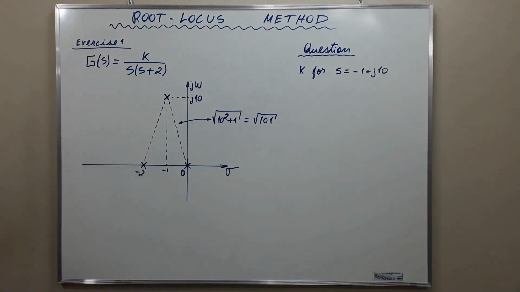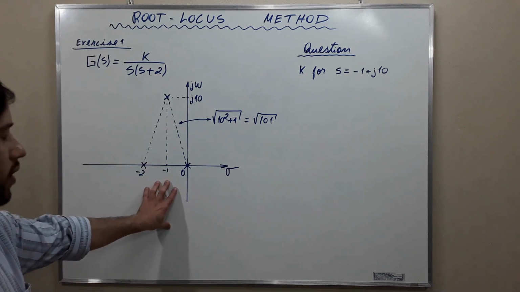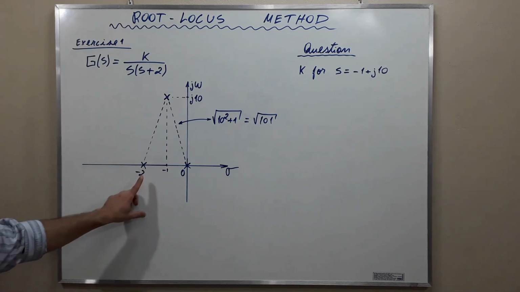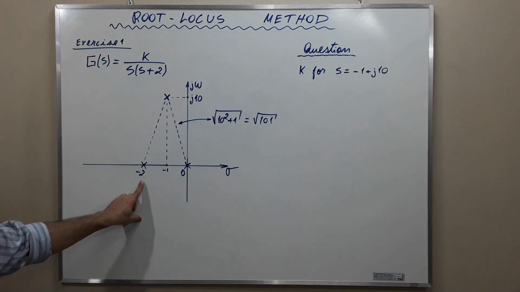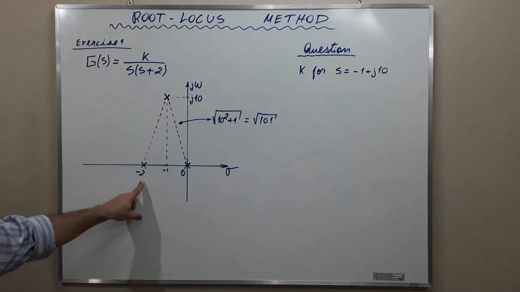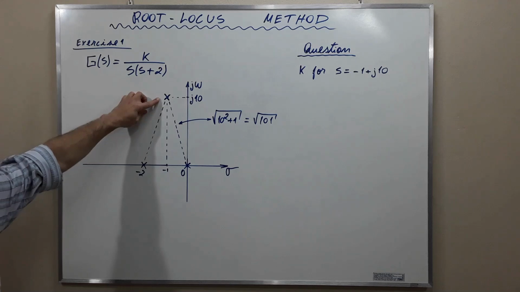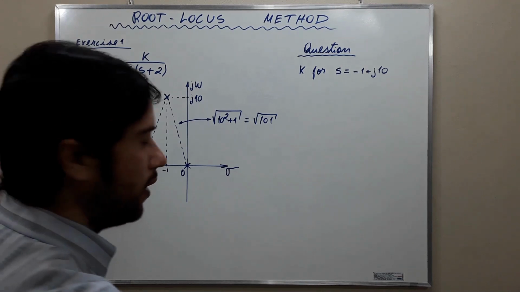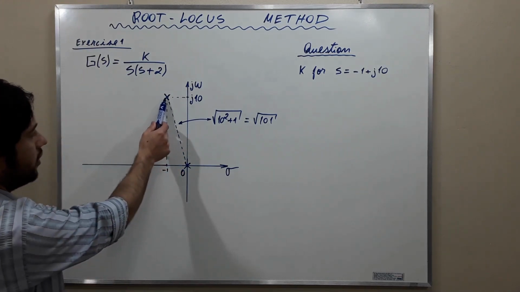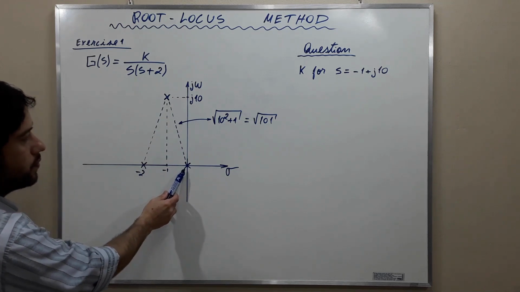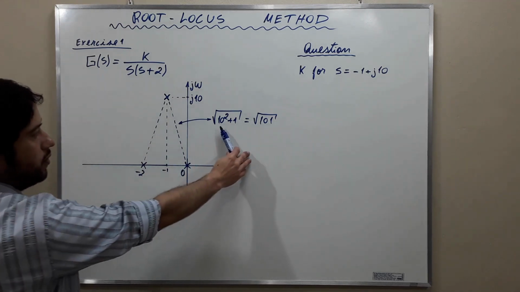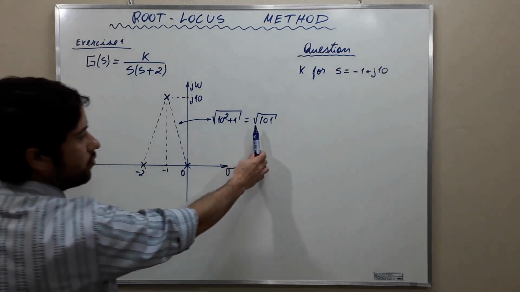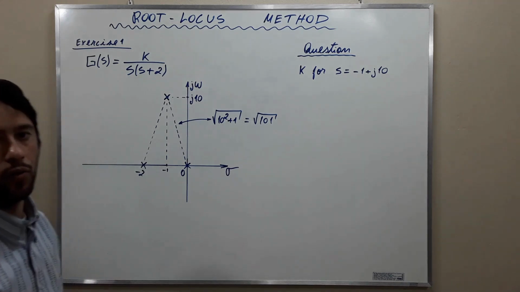By plotting the poles, we find this. We have a pole at 0, we have a pole at negative 2, and as the exercise wants, we're going to have a pole at negative 1, j10. Observe that this distance here from the pole to the origin is the square root of 10 squared plus negative 1 squared, which is the square root of 101.